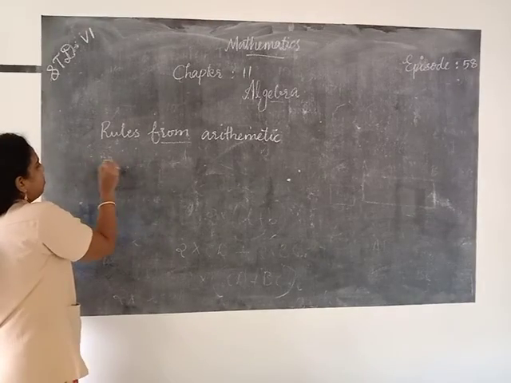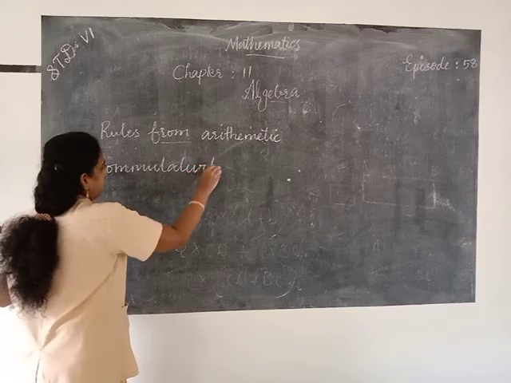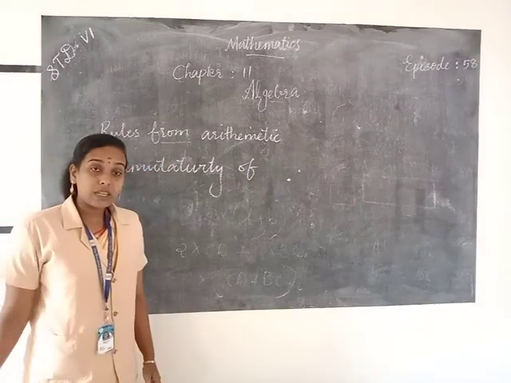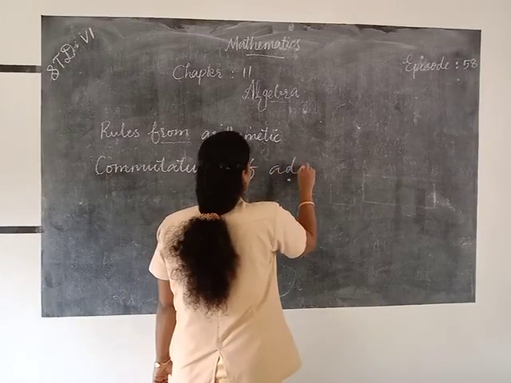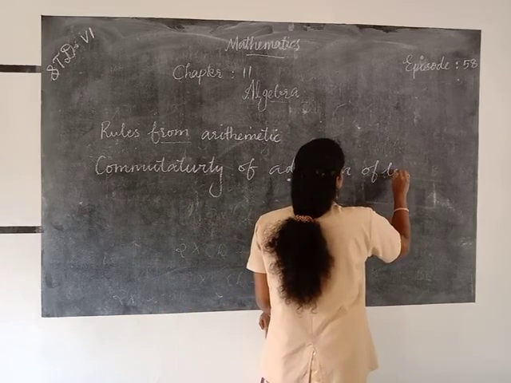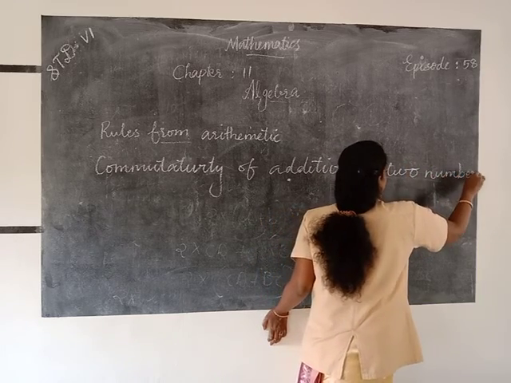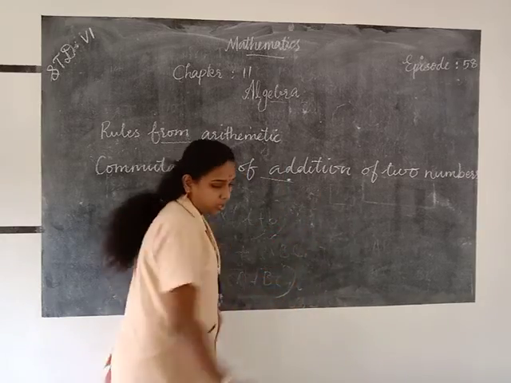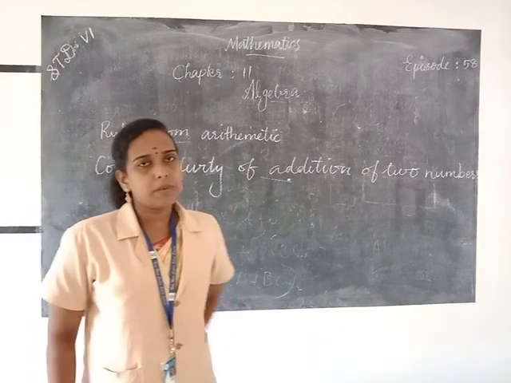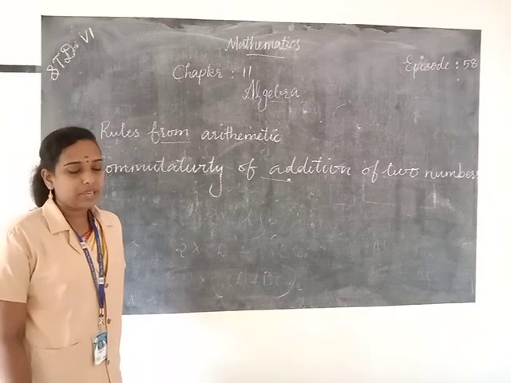First property is commutativity. Commutativity of addition of two numbers. So what do you mean by commutativity of addition of two numbers? If we add any two numbers in two ways, then we get the same answer.